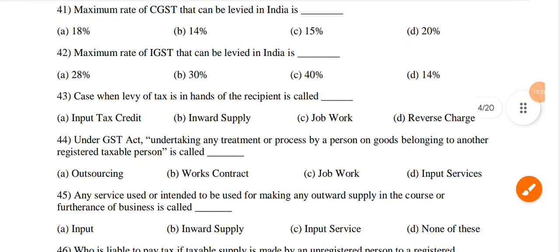Next question, case when levy of tax is in hands of the recipient is called dash. Option A input tax credit, B inward supply, C job work, and D reverse charge. The correct option is D reverse charge.